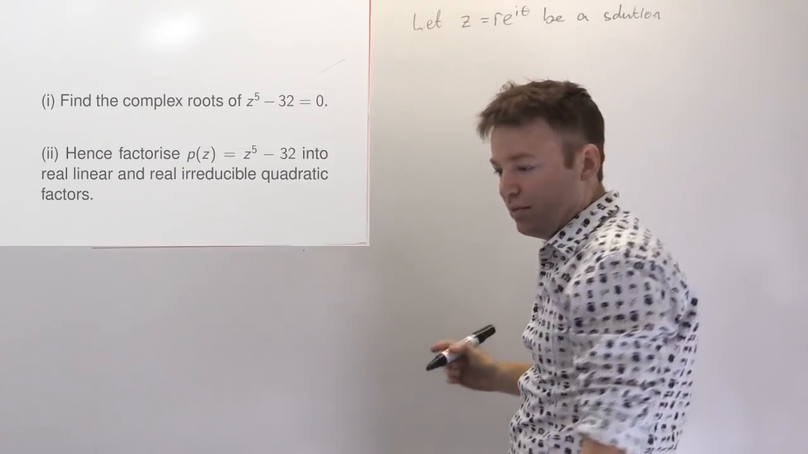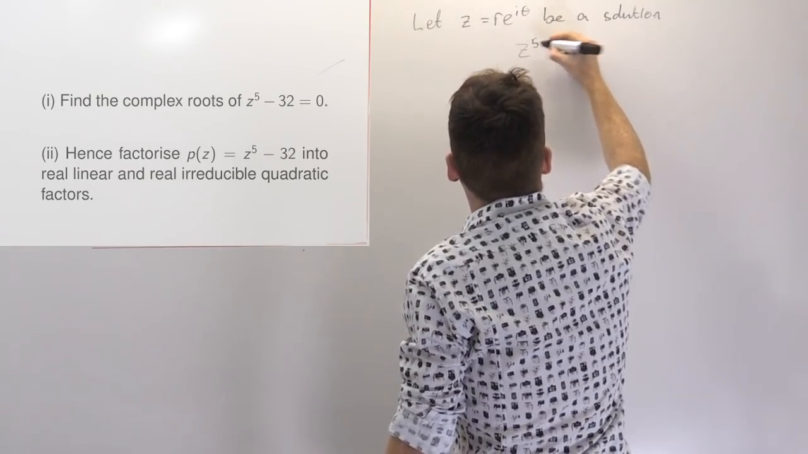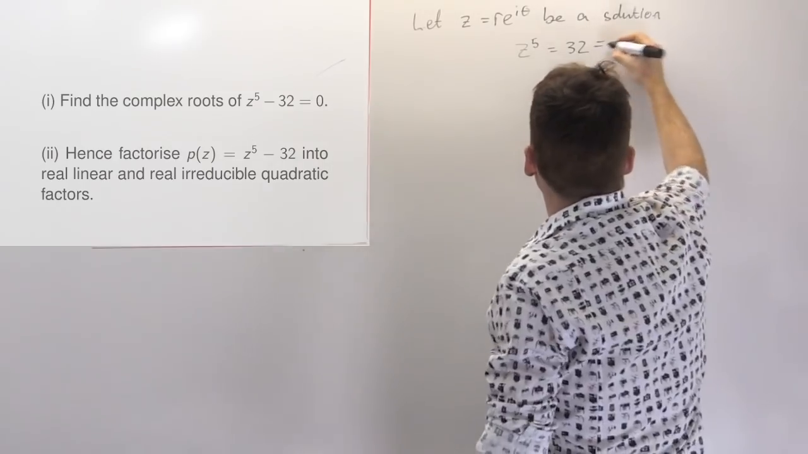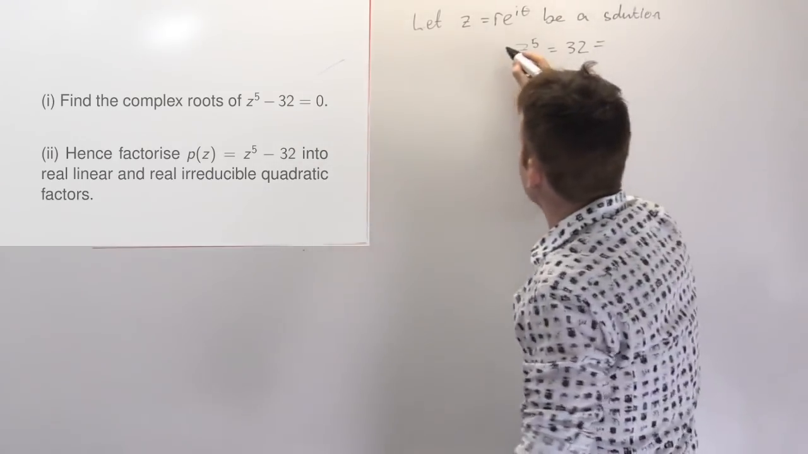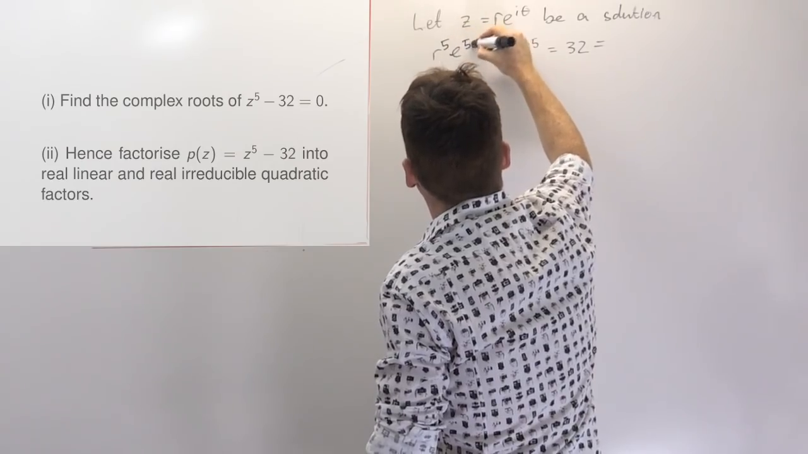So what does that mean? Well, it means that when I take z to the power 5, I should get 32. And what is 32? Well, this one's in polar form. That's just going to be r to the 5 e to the 5 theta i.